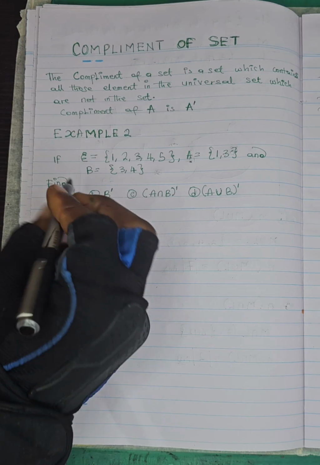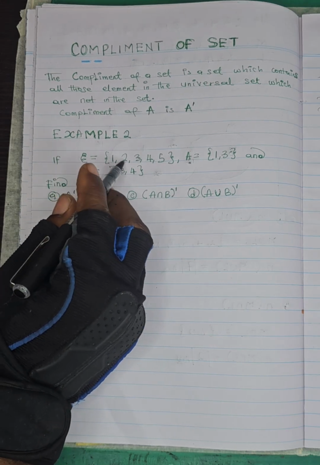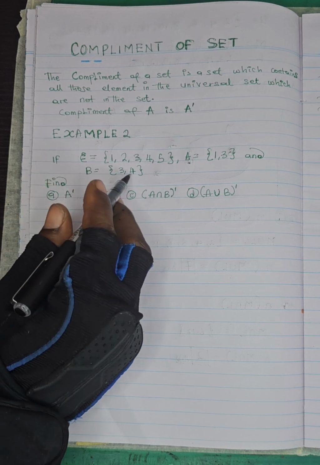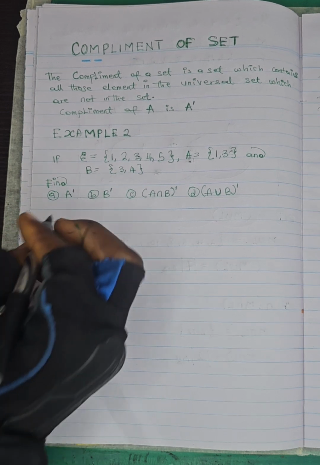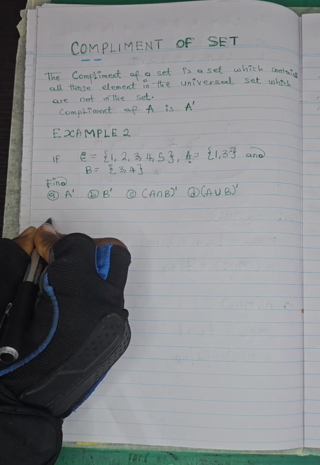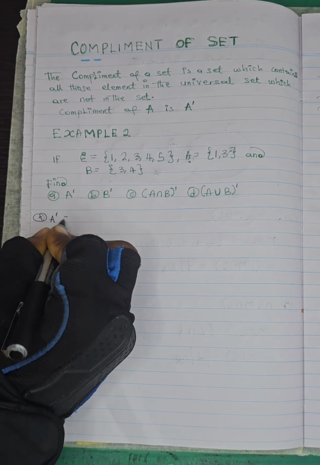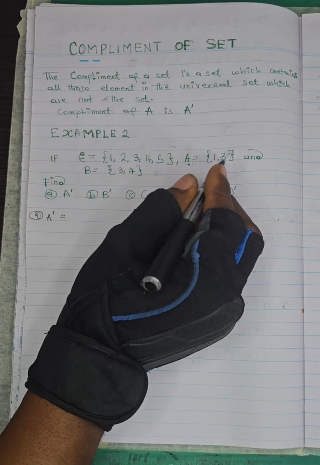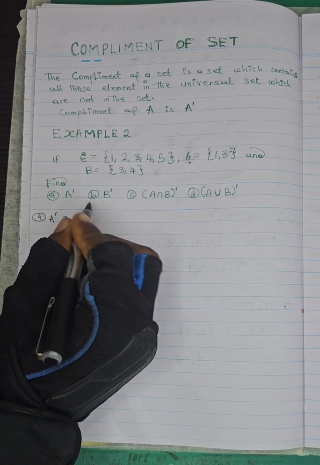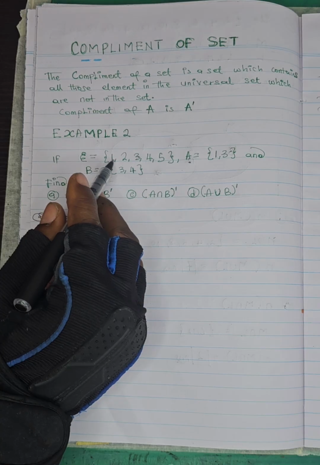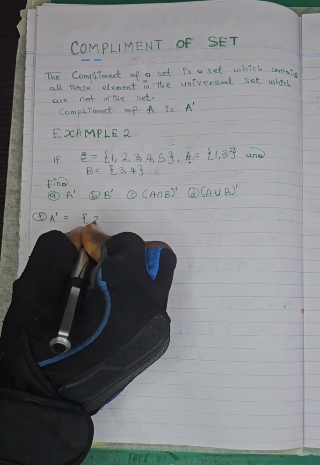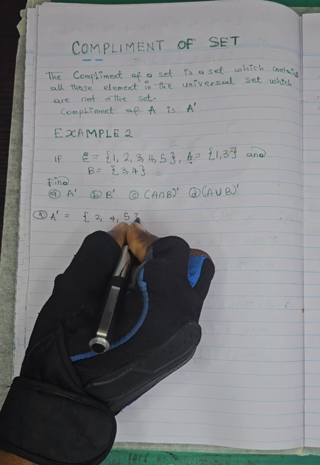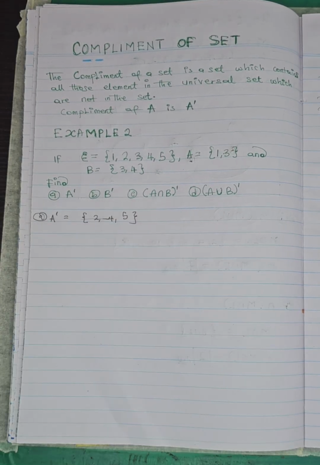So let's go to example 2. We have universal set 1, 2, 3, 4, 5. We have set A, 1 and 3, and then we have set B, 3 and 4. Now I've been told to look for number 1, A complement. A complement simply means what do we have in the universal set that are not in A. So this is A, 1 and 3. So the A complement will simply be, 1 is there, 2 is not there, so we write 2, 3 is there already, 4 is not there, right? 4, and then 5. This is the complement of set A.